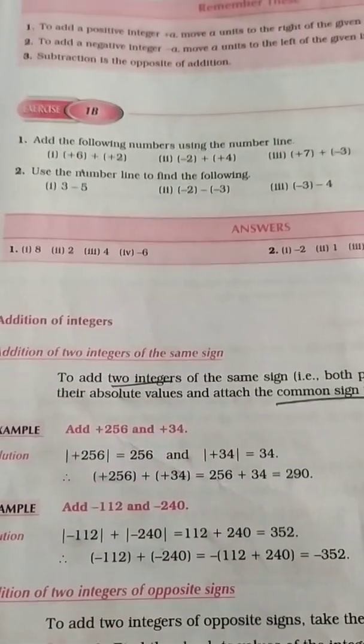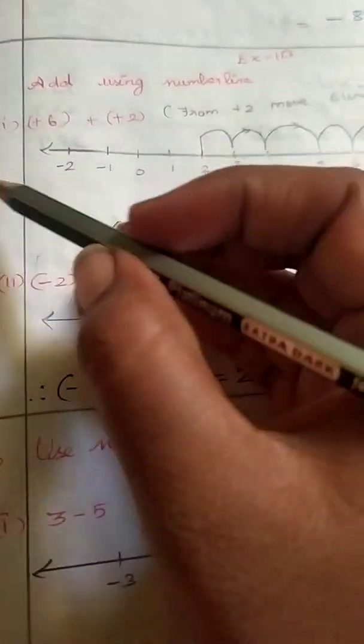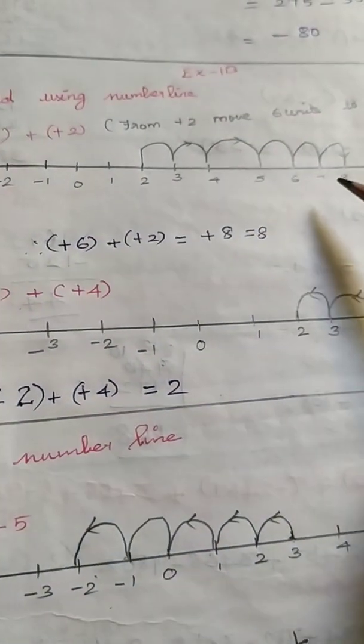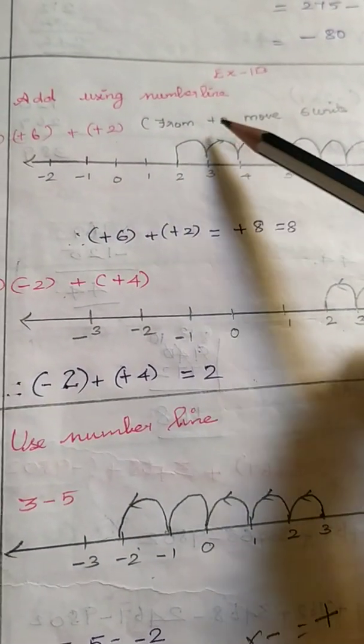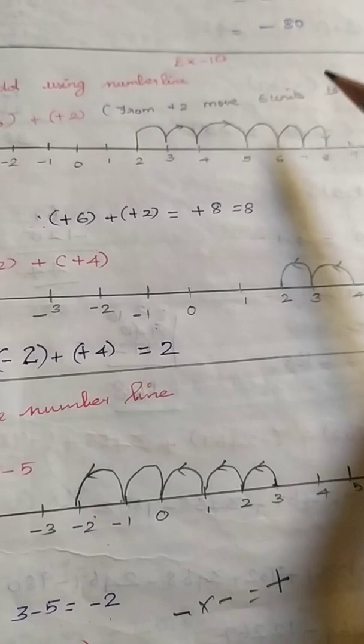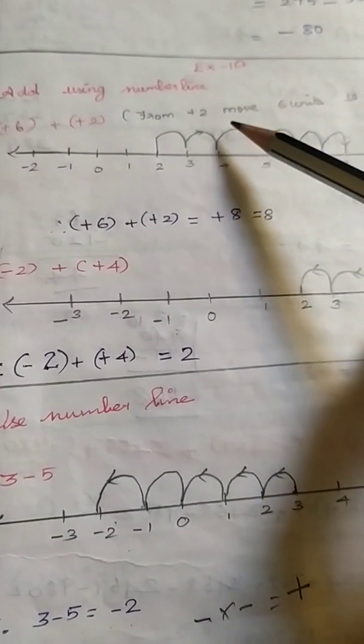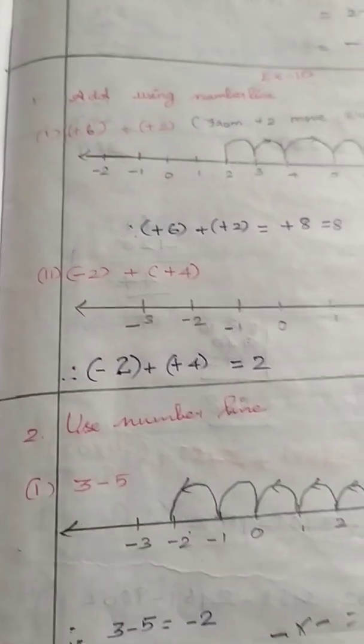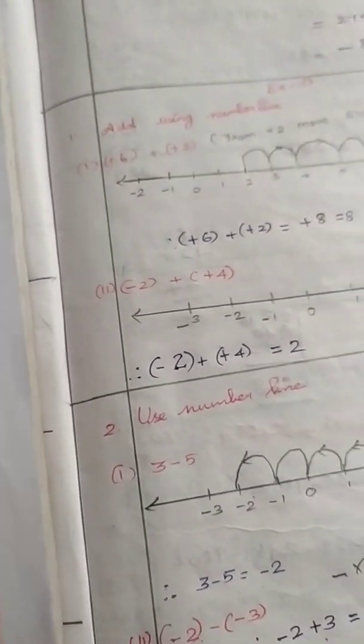Use the number line and find the following. So plus 6 plus 2. I have drawn a number line. What do I have to do? Plus 2, we are moving how many steps? 6 steps. 1, 2, 3, 4, 5, 6. If you move 6 steps, you will get 8. So this is how to use a number line.